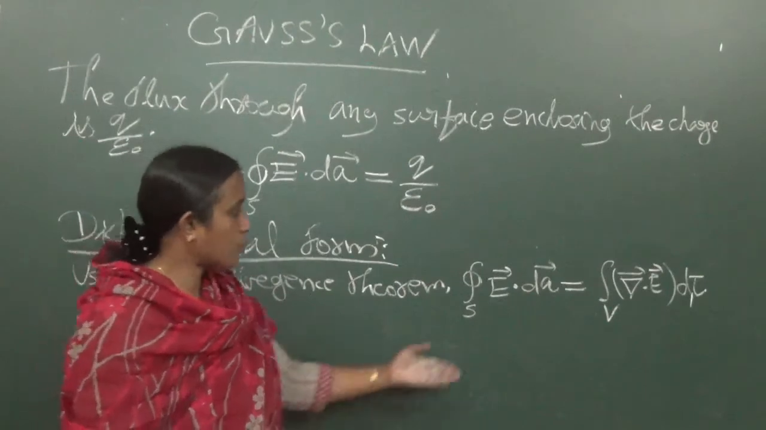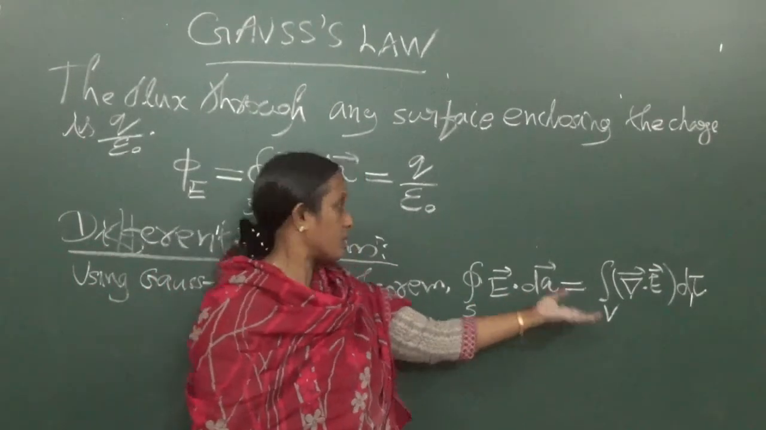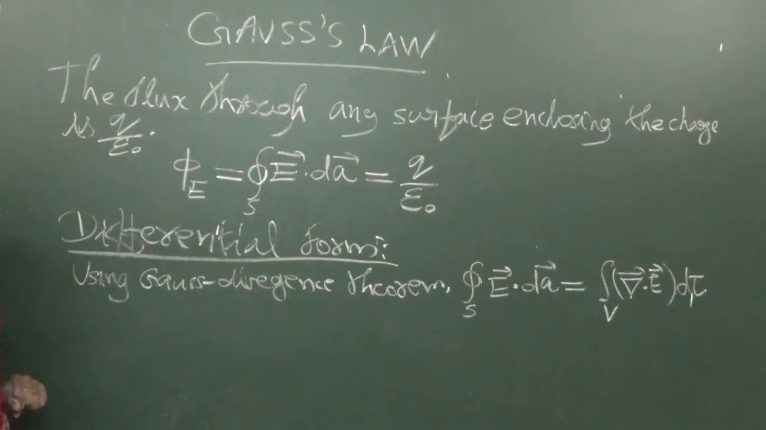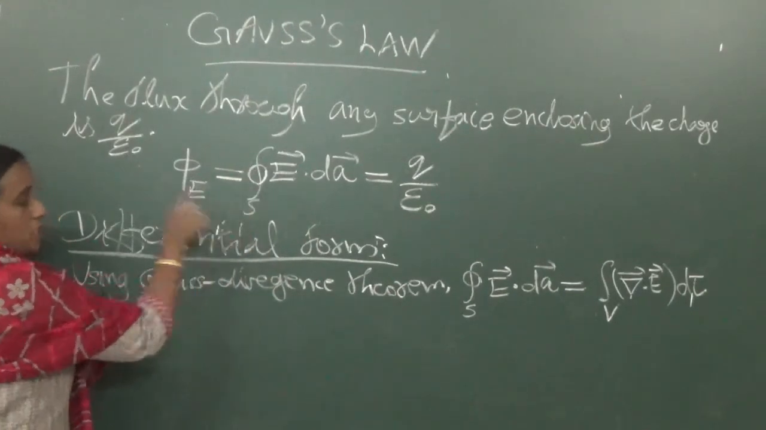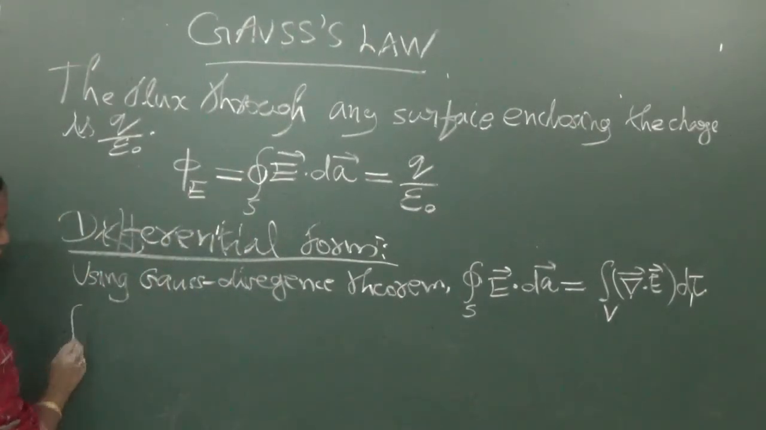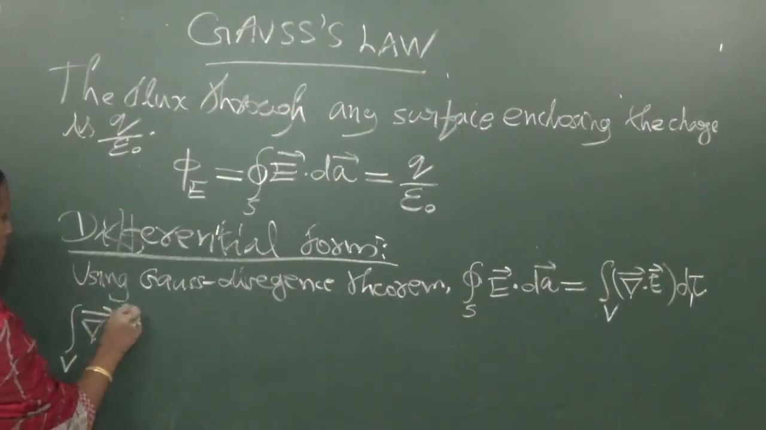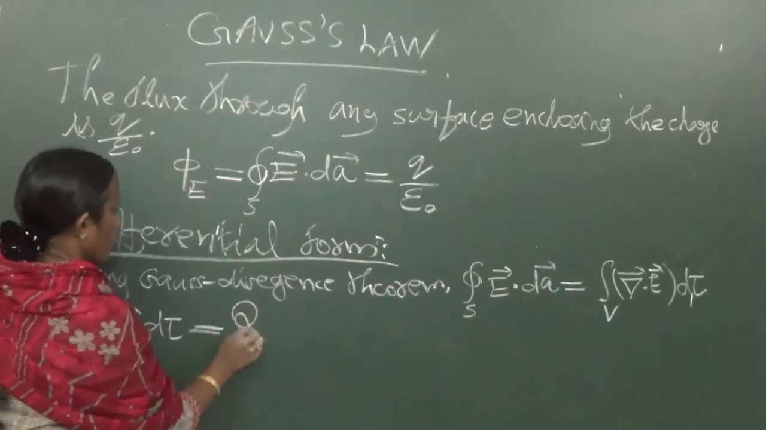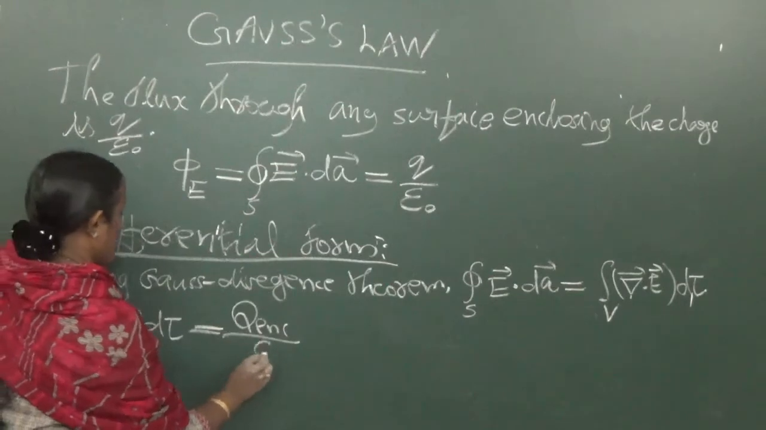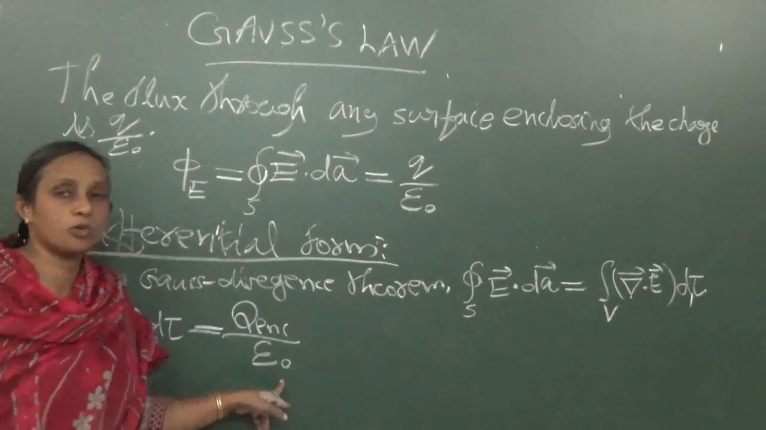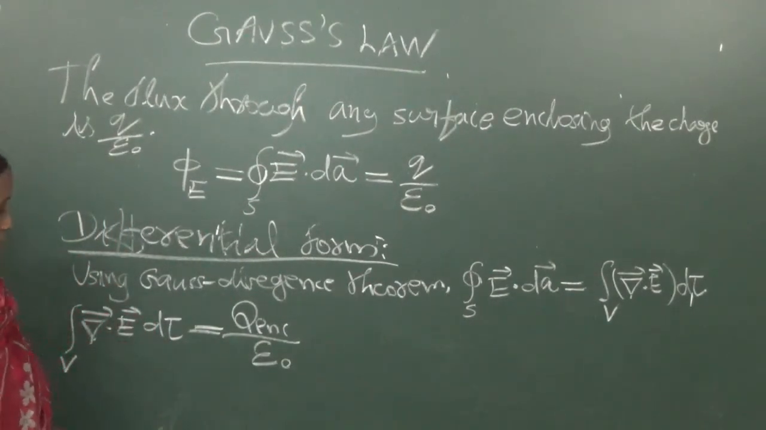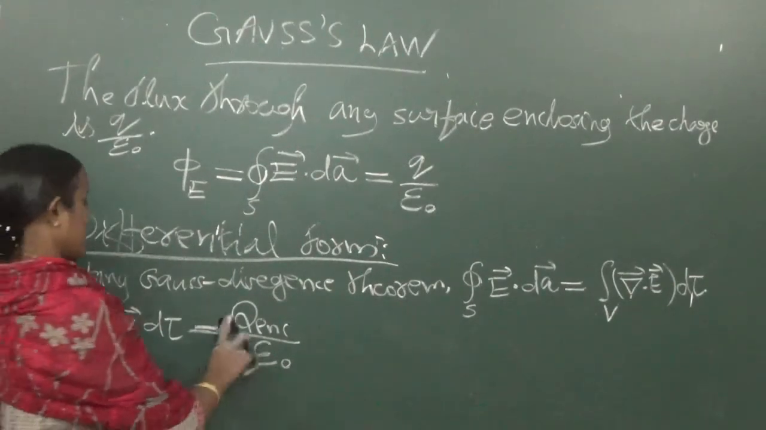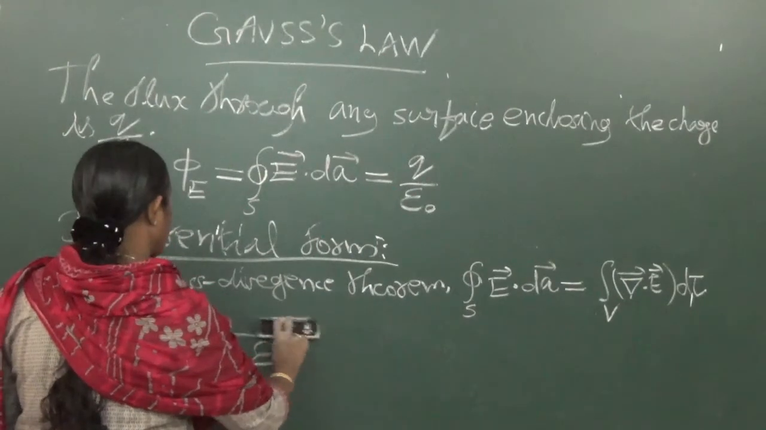Using this equation you can write the Gauss law in new terms. Instead of the closed surface integral, now you can write the volume integral of del dot E d tau equal to Q enclosed by epsilon 0. This is the more general equation. Q enclosed by epsilon 0, or you can write this simply as Q.